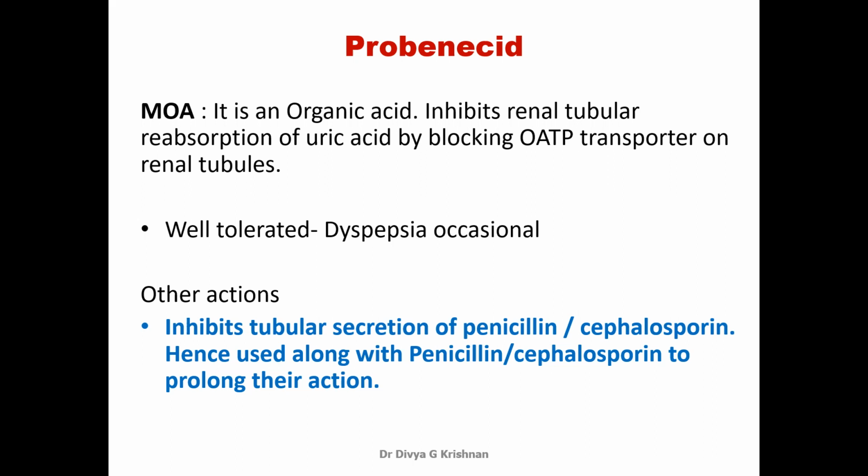And the characteristic feature of this transporter is that it reabsorbs the products of the body. For example, the uric acid, something which is produced by the body, and it tends to secrete out the xenobiotics or something that is foreign to the body. So when this transporter's normal function is inhibited, it will inhibit the tubular reabsorption of uric acid. And at the same time, when it is inhibited, it will help in the reabsorption of xenobiotics.